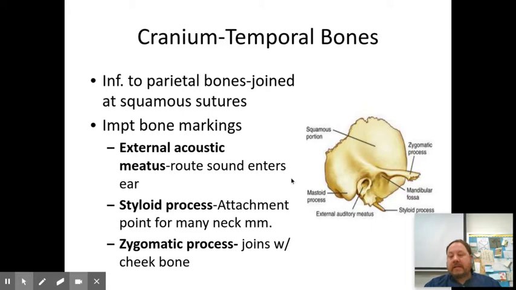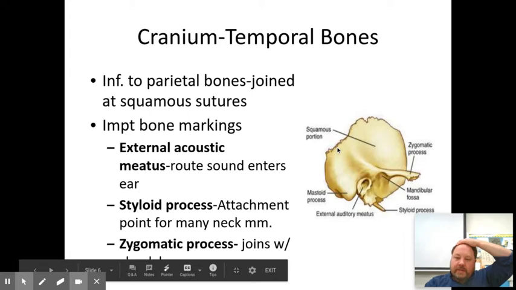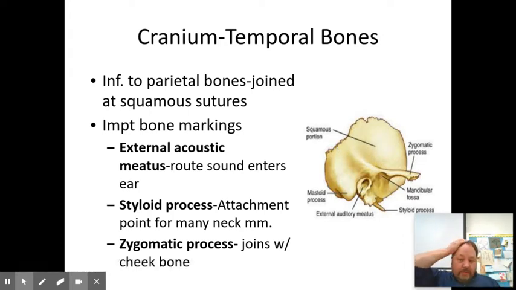Next, we're going to look at the temporal bones. Temporal bones are basically over your ears, and they have some key identifying features. First of all, your parietal bones sit at the top, your temporal bones sit over your ear, and what connects your parietal bone to your temporal bone is called a squamous suture. So again, this would be just above your ear. There is a suture that connects your parietal bone at the top to that temporal bone.